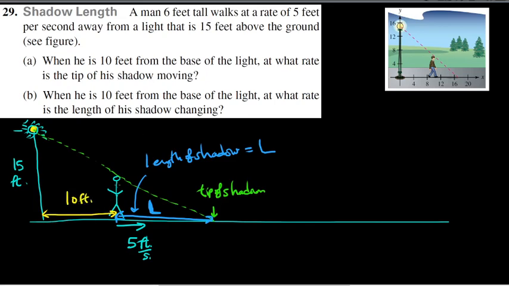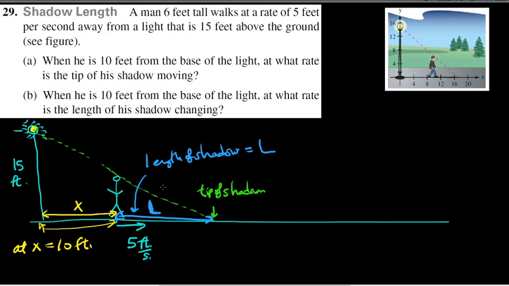Now notice the guy's actually walking this way, away from the light, so obviously the 10 feet is not a constant. So what should we call that? How about just x? So x will be the distance from the base of the lamppost to the guy. And that's changing. We're going to eventually do this at x equal to 10 feet, but x is changing.